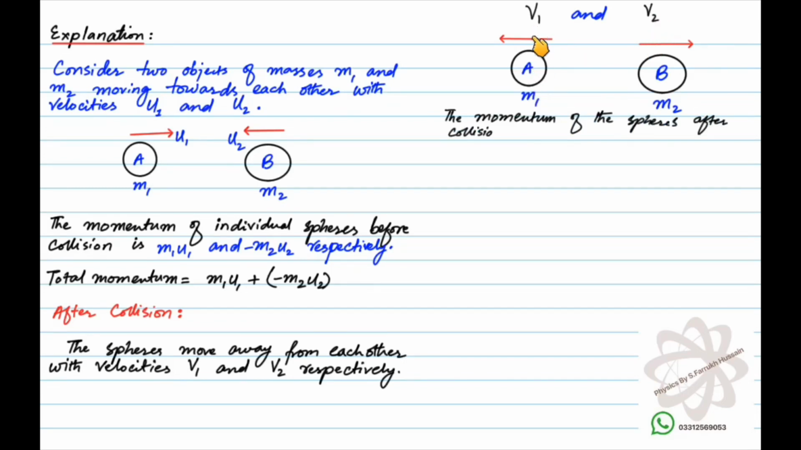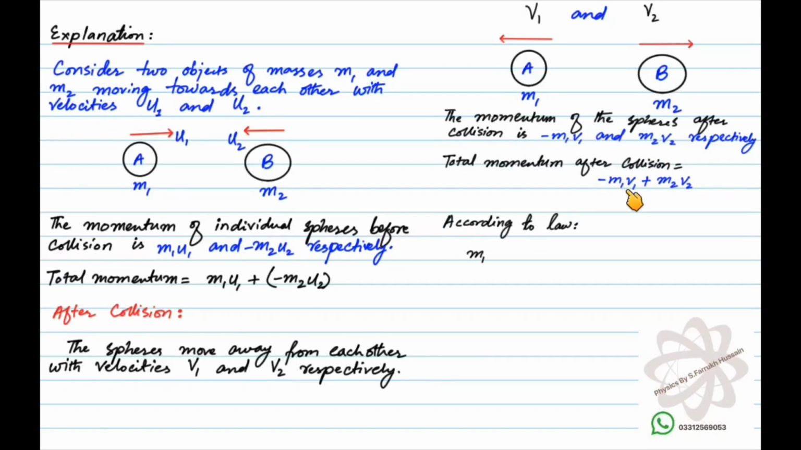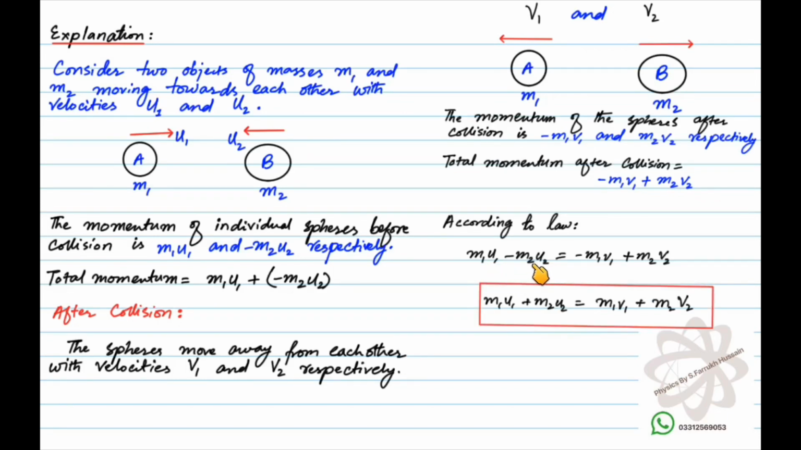Then the momentum of object A will be minus m1 v1 because it is now moving left, and m2 v2 positive for object B. So the total momentum after collision is minus m1 v1 plus m2 v2, and the law says m1 u1 minus m2 u2, which is the total momentum before collision, is equal to minus m1 v1 plus m2 v2, which is the total momentum after collision. This is actually a special case, but the general equation for the law of conservation of momentum will be m1 u1 plus m2 u2 is equal to m1 v1 plus m2 v2.